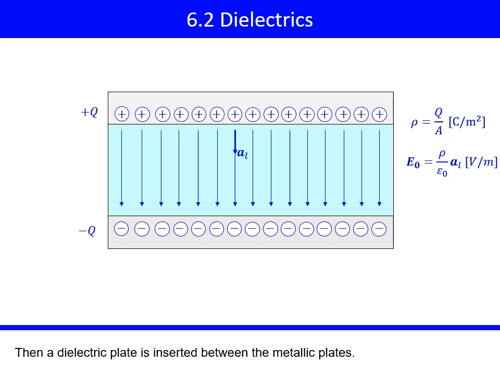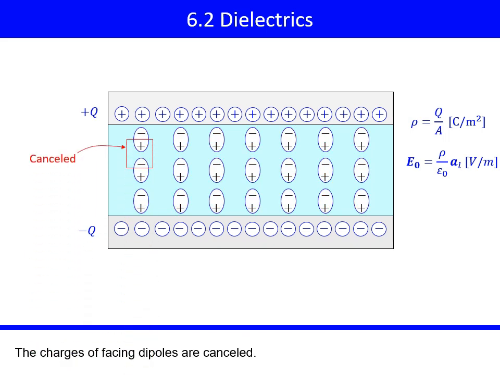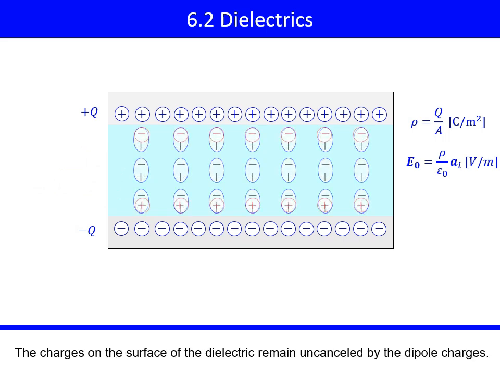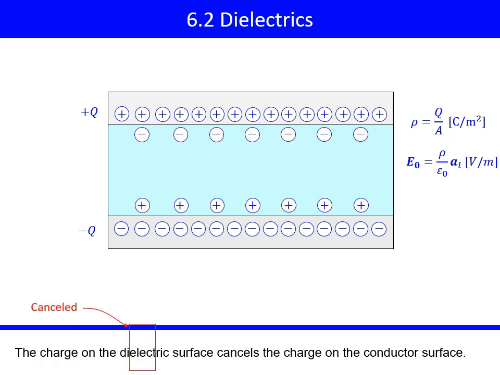Then a dielectric plate is inserted between the metallic plates. In the dielectric material, electric dipoles will align along the electric field. The density of aligned dipoles is proportional to the intensity of the electric field. The charges of facing dipoles are cancelled. The charges on the surface of the dielectric remain uncancelled by the dipole charges. The charge on the dielectric surface cancels the charge on the conductor surface.